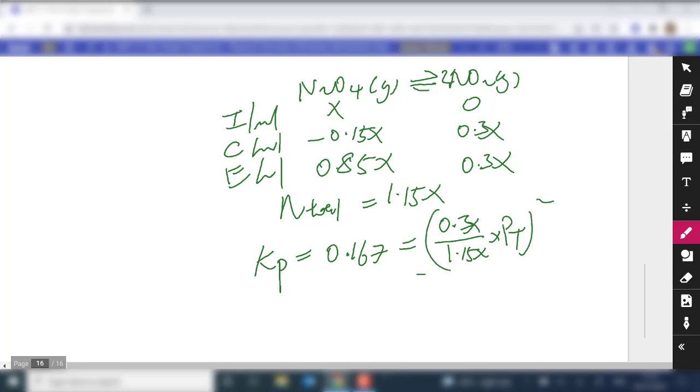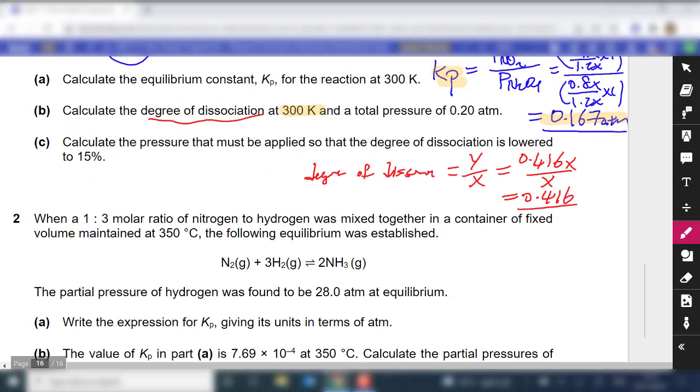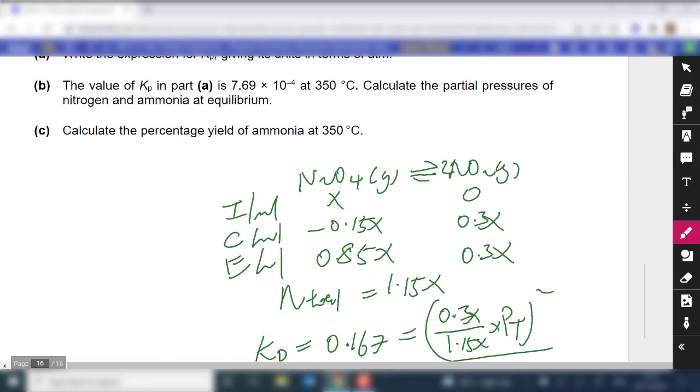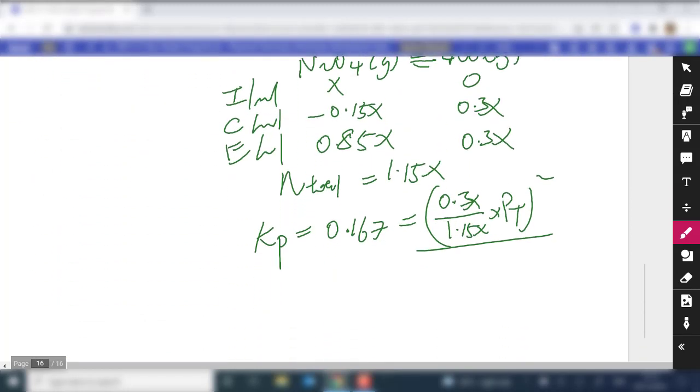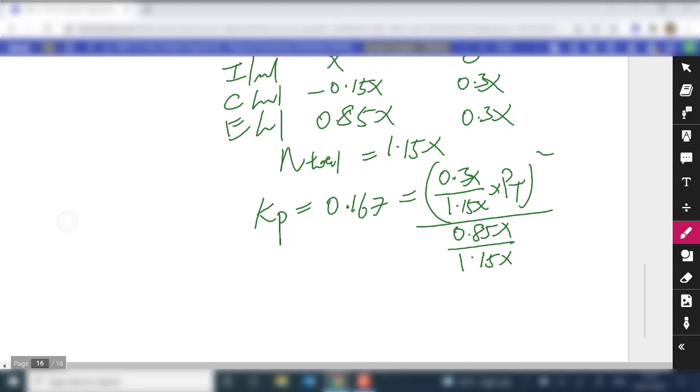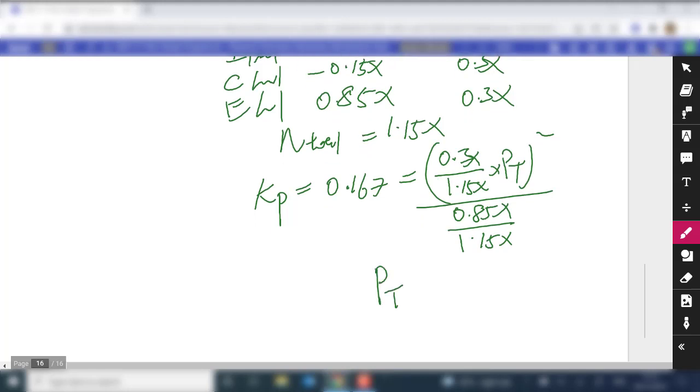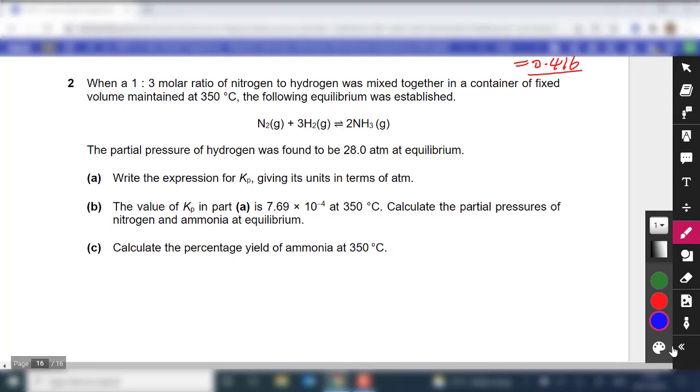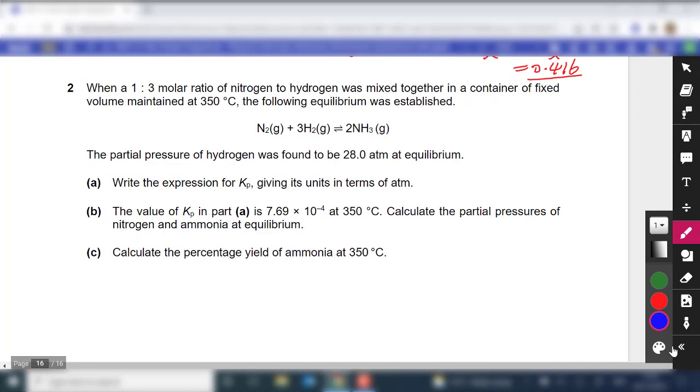Okay, because the question asks you what is the pressure that must be applied. Okay, so you let the pressure to be applied be P total, and then after that this will be 0.85x over 1.15x. Okay, and then you solve for this, you should get total pressure after punching calculator to be 1.81 atmosphere. Okay, next we are going to look at question 2.